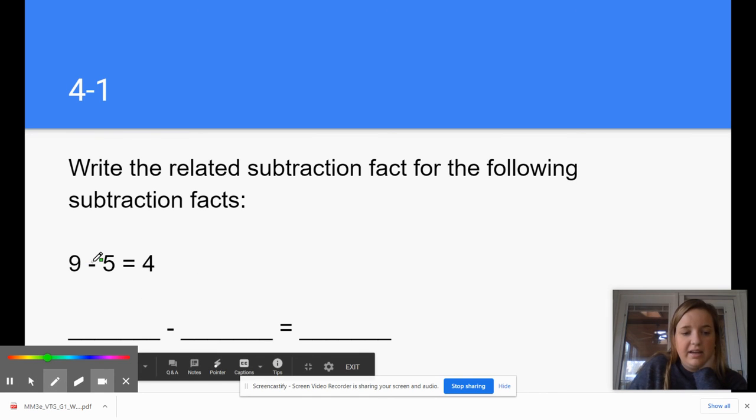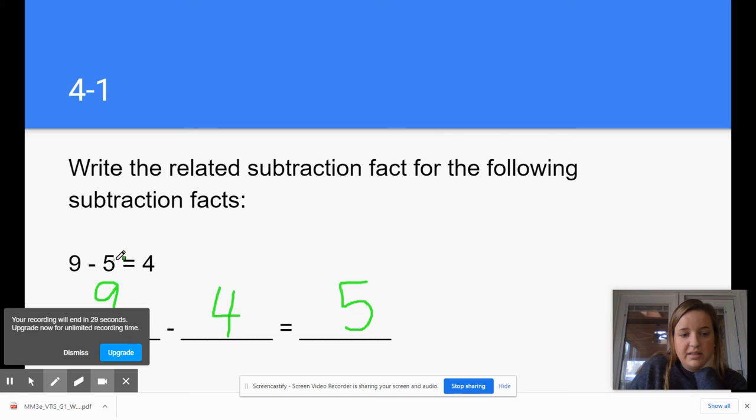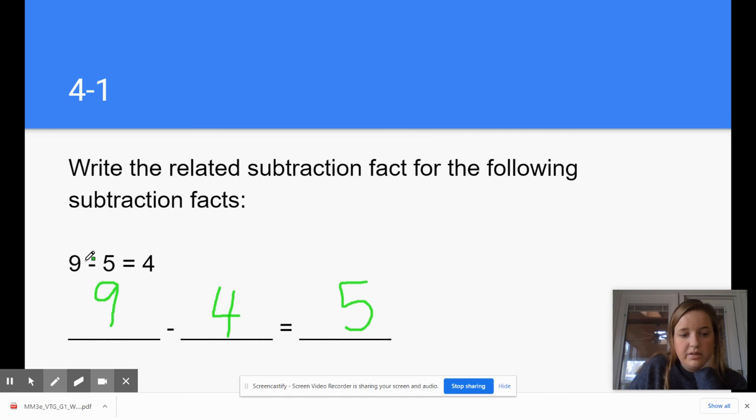So here we have 9 minus 5 equals 4. Where does the 9 go? Very good. It does not move. It's the biggest number. It stays in the front. It stays the same. And the next two numbers trade places. Since 4 is in the back, he goes to the middle. Since 5 is in the middle, he goes to the back. So 9 minus 5 equals 4. 9 minus 4 equals 5. So we have our whole and our two parts. And just because we change the parts doesn't change the fact.